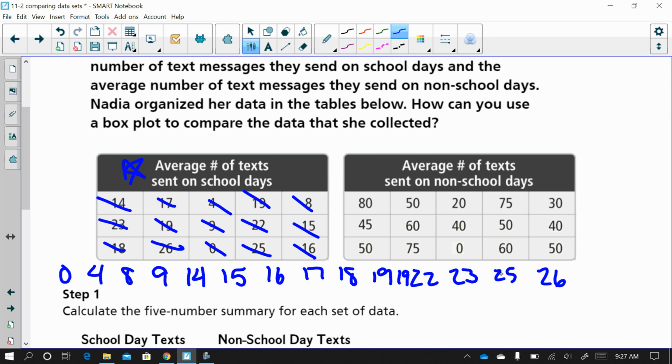Okay, so I'll find the mean. Obviously, the max and the min are easy. Here's the min. Here's the max. Okay, let's find the median.